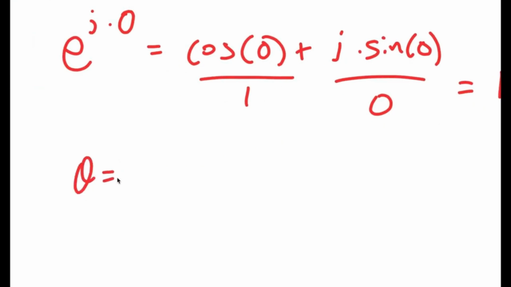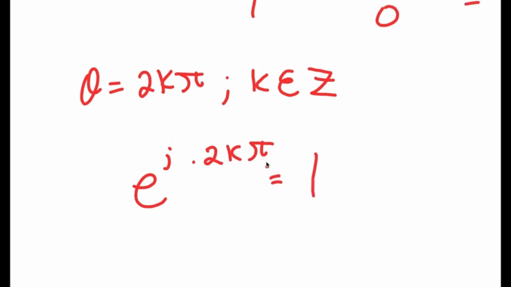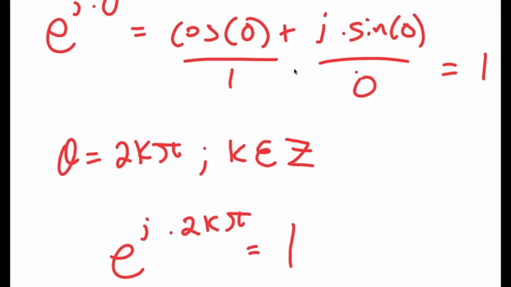Now, what if we say theta is equal to 2k pi? And k is just a substitution for all real numbers. So now I get e to the power of i times 2k pi is equal to 1, because all we did was substitute theta for 2k pi into this same thing.